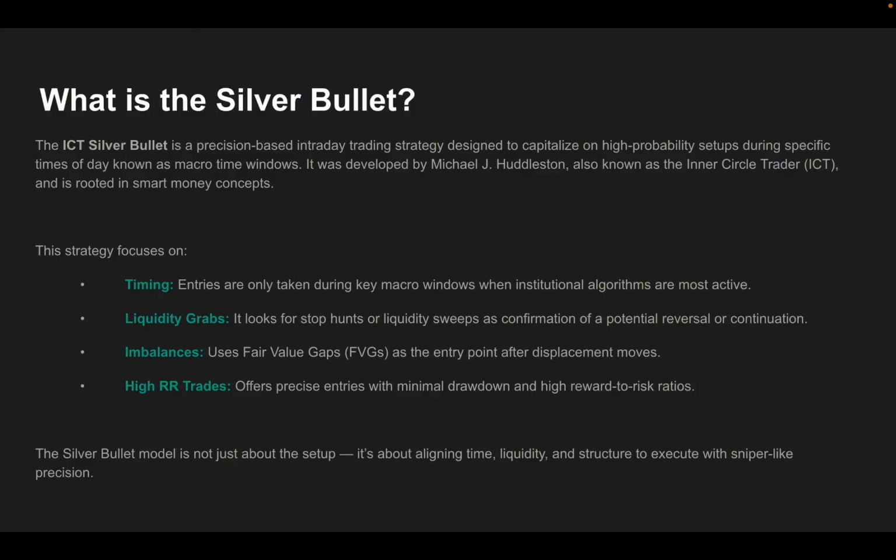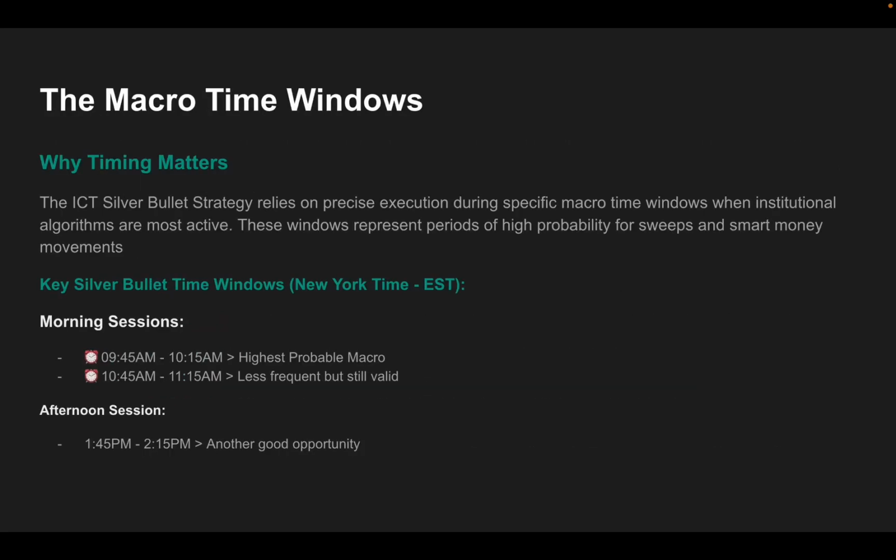So anyways, the strategy focuses on timing. All the entries will be taken inside the key macro time windows, which we'll get into later in the video. Liquidity grabs, so liquidity sweeps essentially, so stop hunts, stuff like that. Imbalances, so we use fair value gaps as entries and retracement points. And then obviously the silver bullet does offer high risk to reward setups and trades. So it's not just about the setup, it's about aligning time, liquidity and structure and everything else like daily bias. That's optional, but we'll get into that further into the video.